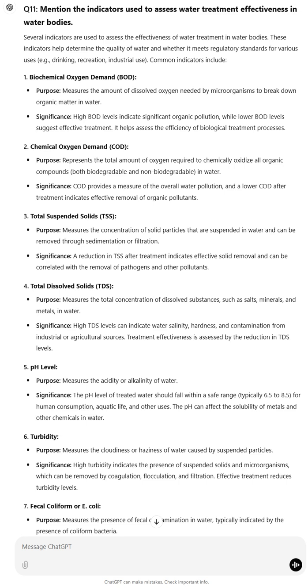Purpose: measures the amount of dissolved oxygen needed by microorganisms to break down organic matter in water. Significance: high BOD levels indicate significant organic pollution, while lower BOD levels suggest effective treatment. It helps assess the efficiency of biological treatment processes.